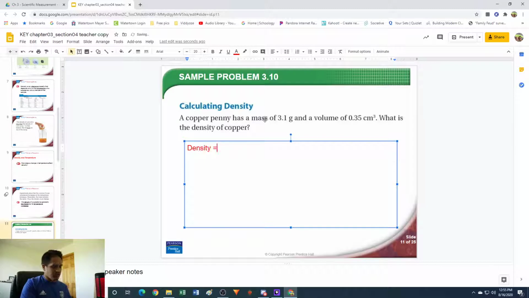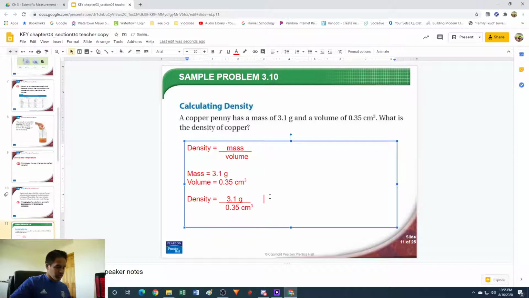We'll need to know the equation for density, which is mass divided by volume. In this case, our mass is equal to 3.1 grams. Our volume is equal to 0.35 cubic centimeters. And so to find our density, we're just going to take 3.1 grams divided by 0.35 cubic centimeters, and then we will get an answer which is going to have units. Okay, it's going to be a fraction, remember.